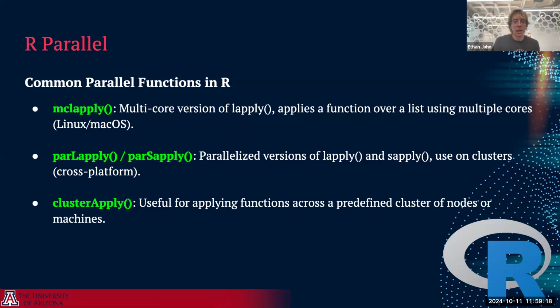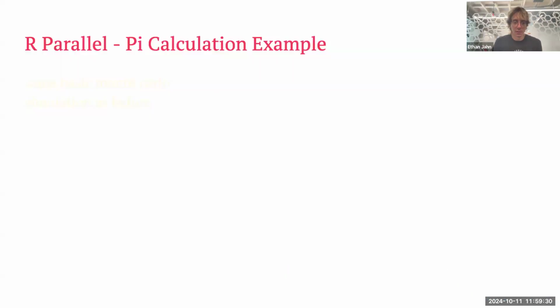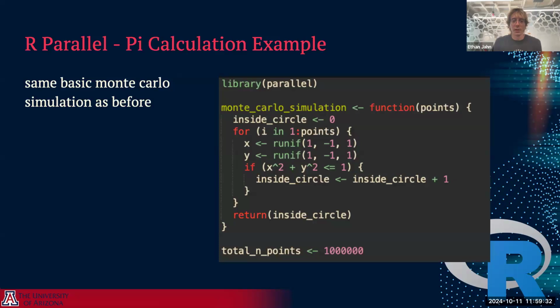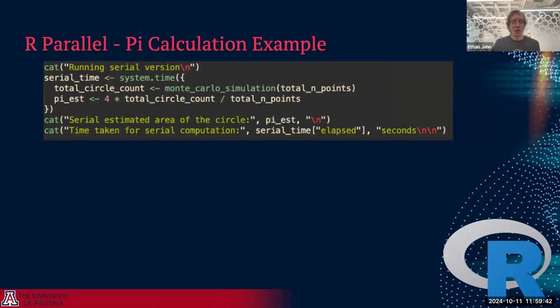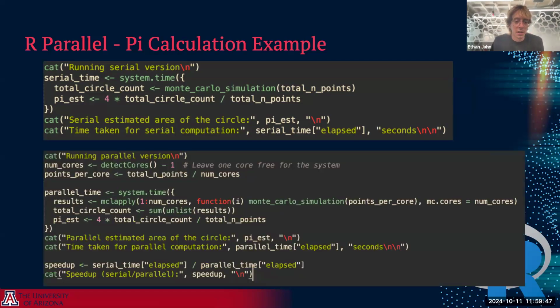So the mclapply, that's in a way similar to the pool that we were using with multiprocessing, but there's all sorts of different implementations of this. So here's the pi calculation implemented in R. Here's the Monte Carlo simulation, same function that was being performed as before. Here's the serial version of that implemented in R. And then here is a parallel version implemented also in R.